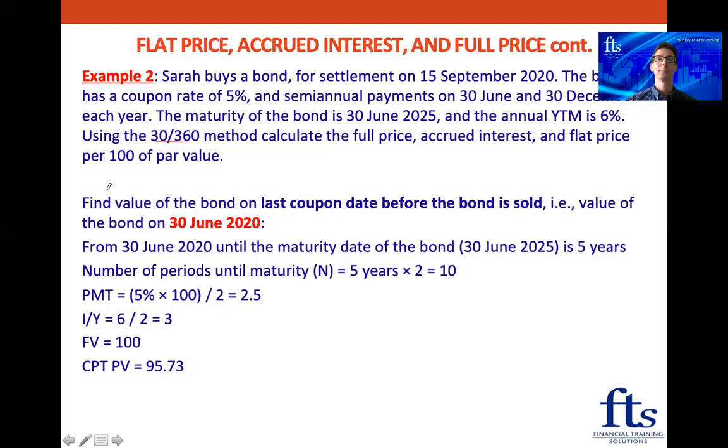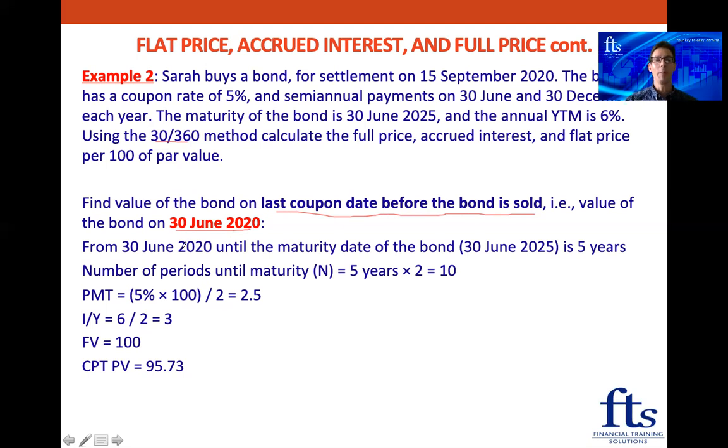So what we've got to do, if we've got a question like this, step one is always find the value of the bond on the last coupon date before the bond is sold. So the bond is sold here in September. So the last coupon date before the bond is sold is going to be 30 June 2020. So what do we need to do? We need to find the value of the bond on 30 June 2020.